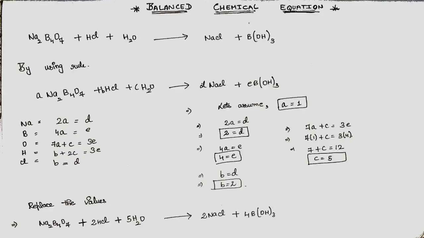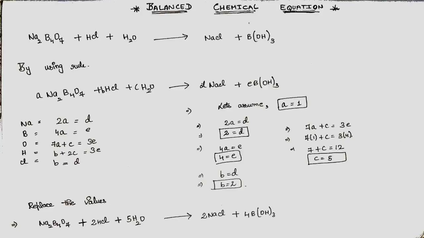So let's look into the solution for the given question. By using the rule, first we have to change the molar coefficients, that is, write A Na2B4O7 plus B HCl plus C H2O gives D NaCl plus E B(OH)3.